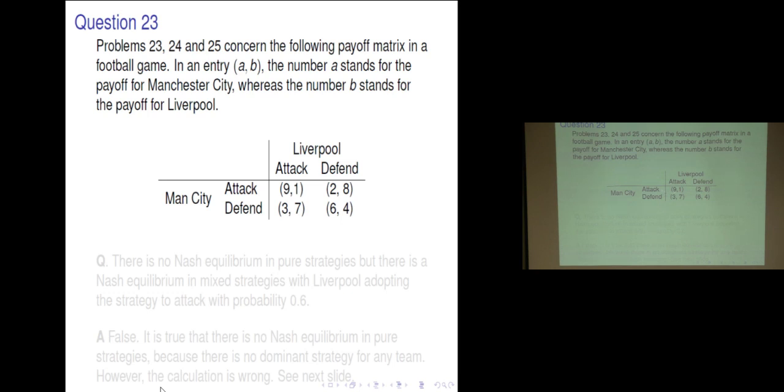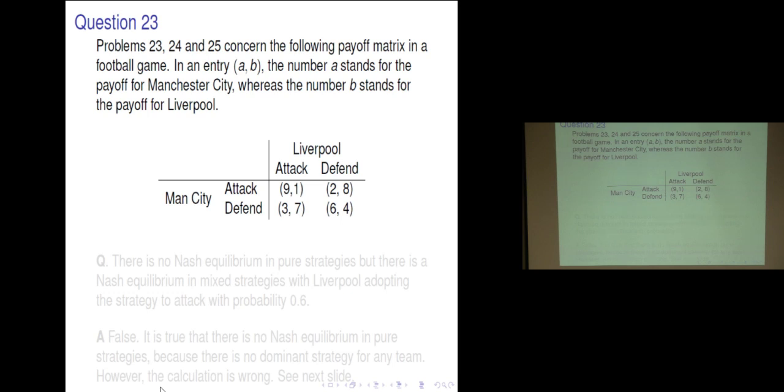So for a profile, suppose both of them choose attack, right? This table says Man City will have an advantage. Man City will get 9, and Liverpool will score 1, right? So the payoff in this case is Man City will get 9 and Liverpool will get 1. The same for the others.